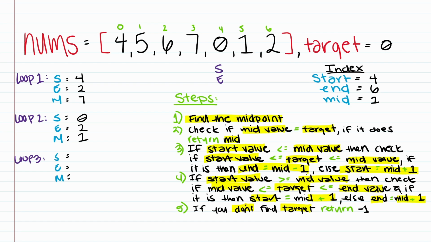The reason that we check if start value is less than or equal to mid value versus is start value greater than or equal to mid value is because we're checking first if it's a left side pivot point. So the pivot point is here at the 4, versus a right side pivot point. If our pivot point was over here on the side somewhere, which it's not. Because our pivot point was on the left side, that means that we're going to be doing this step 3 as opposed to the step 4.